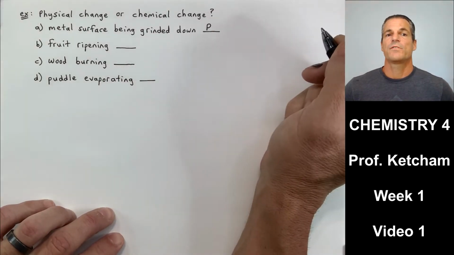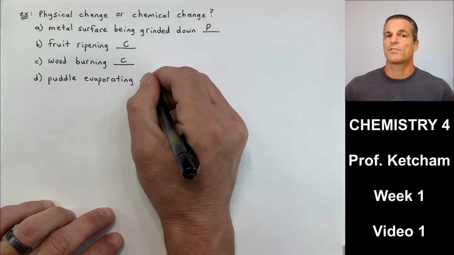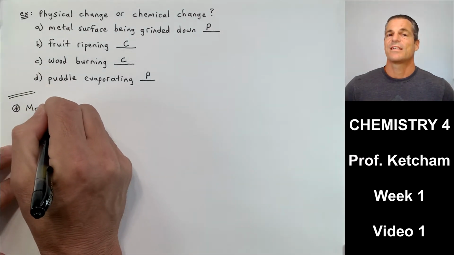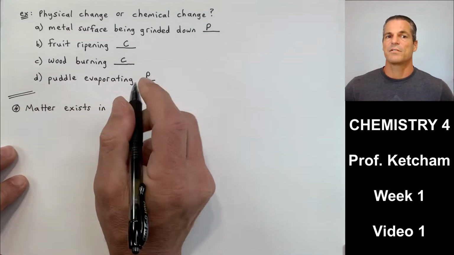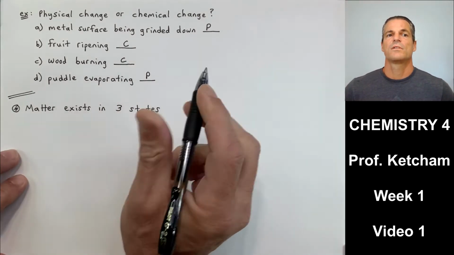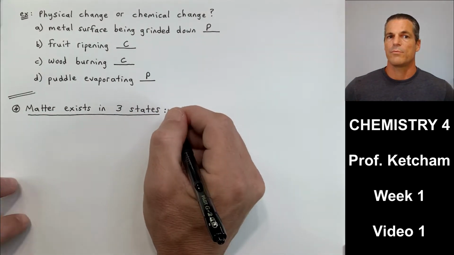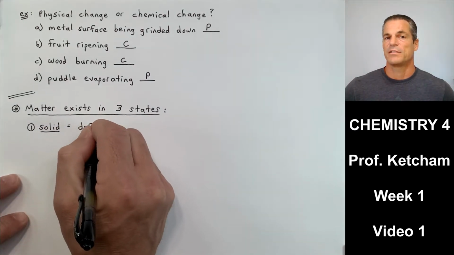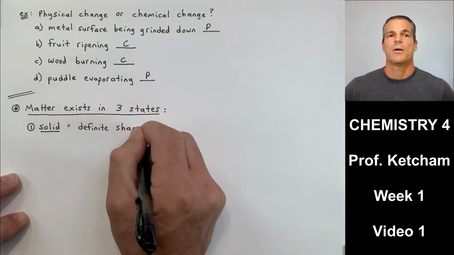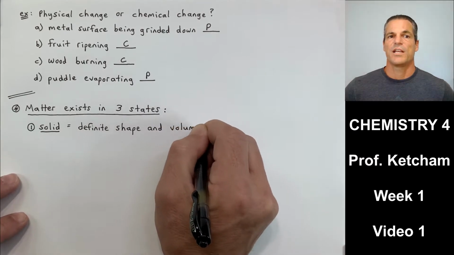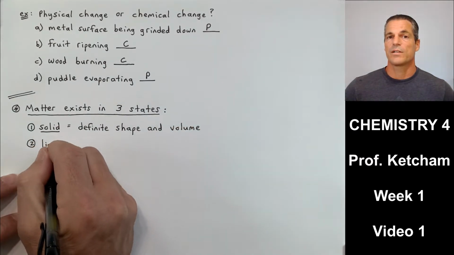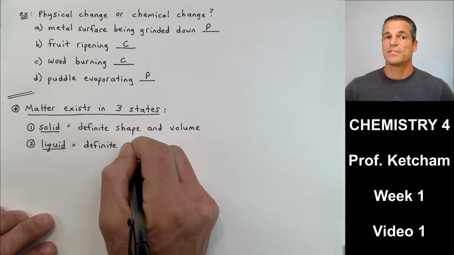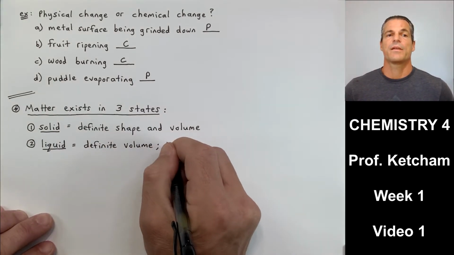So A, metal surface being ground down, is a physical change. B, fruit ripening, is a chemical change. A chemical reaction is occurring that's ripening the fruit. Same thing with wood burning, right? We're burning wood to produce water vapor and CO2. And a puddle evaporating is just a physical change, evaporating water from the liquid state to a gaseous state. All right, speaking of states, that moves on to our next topic.